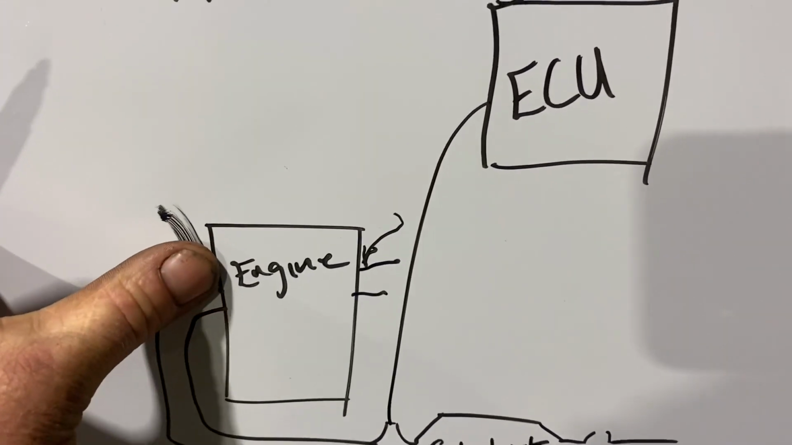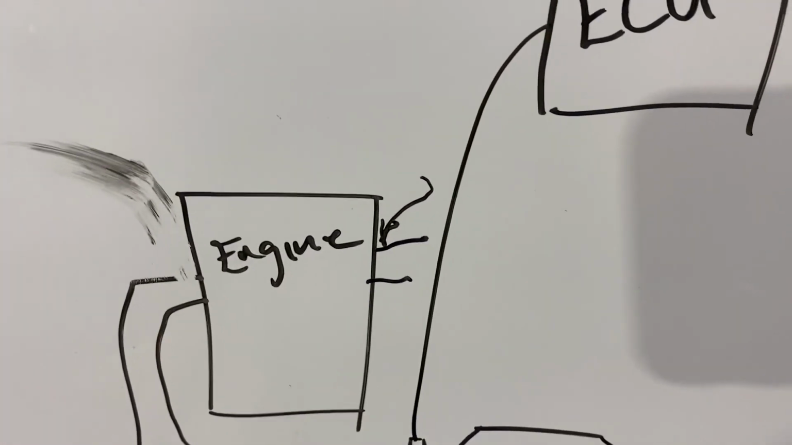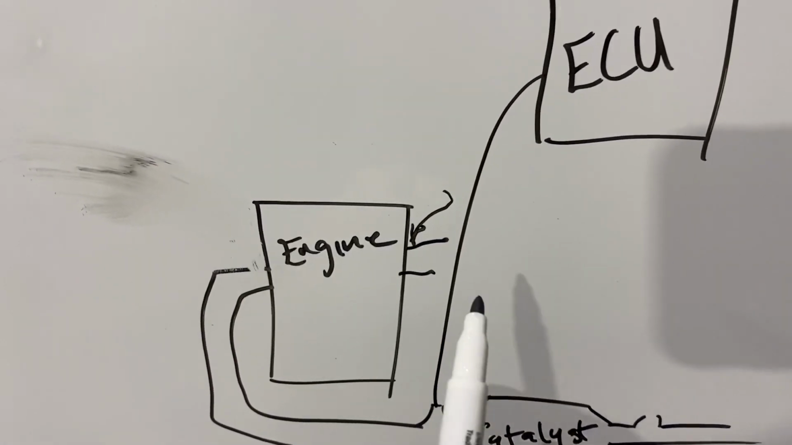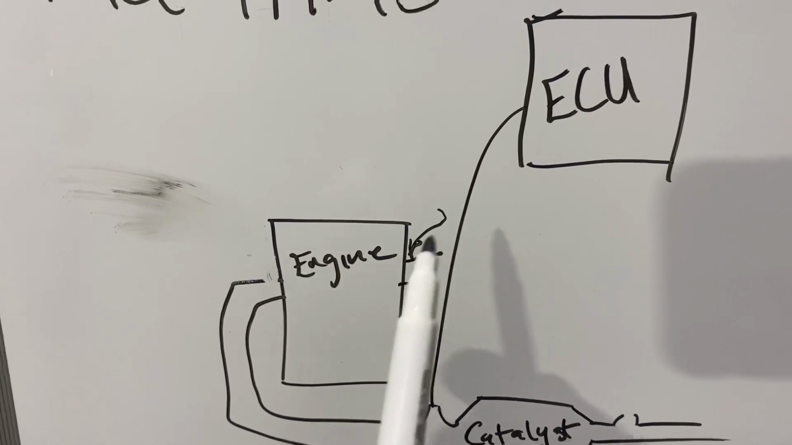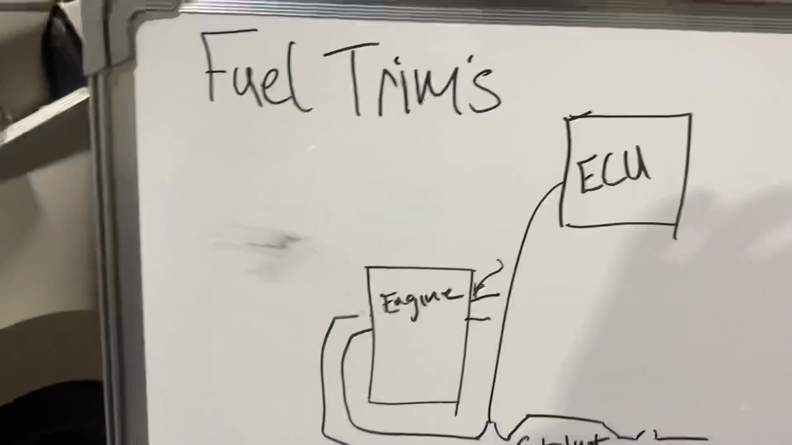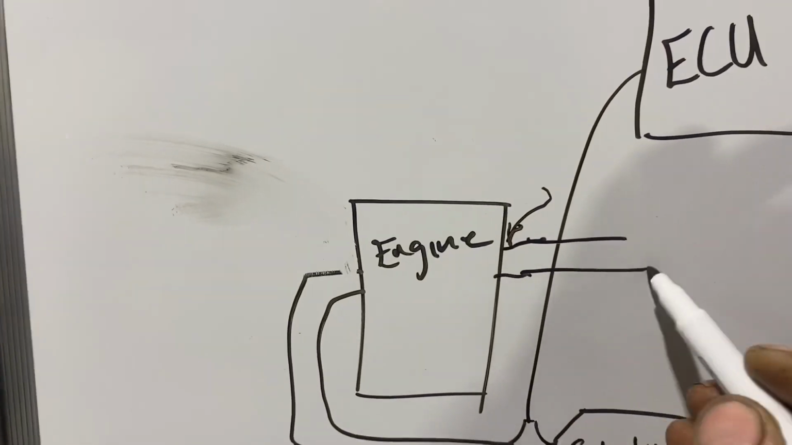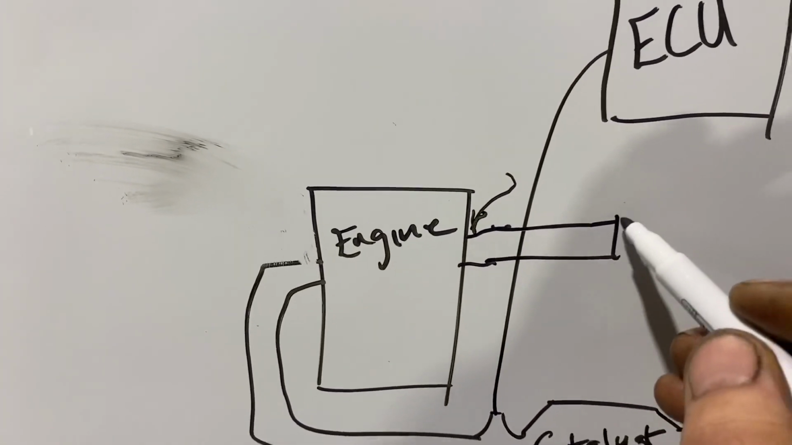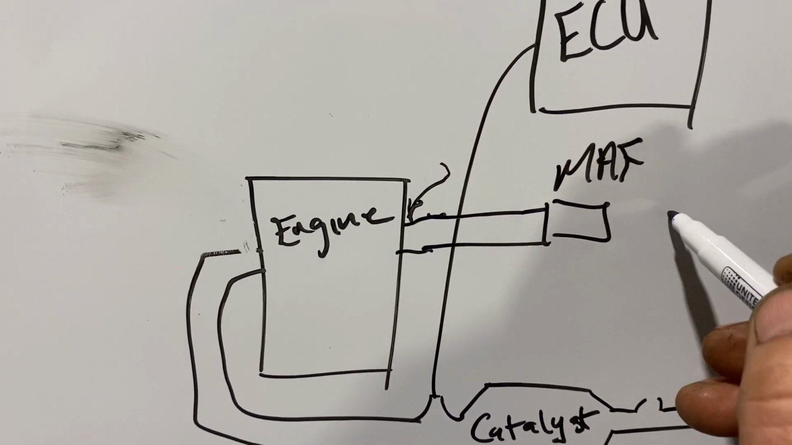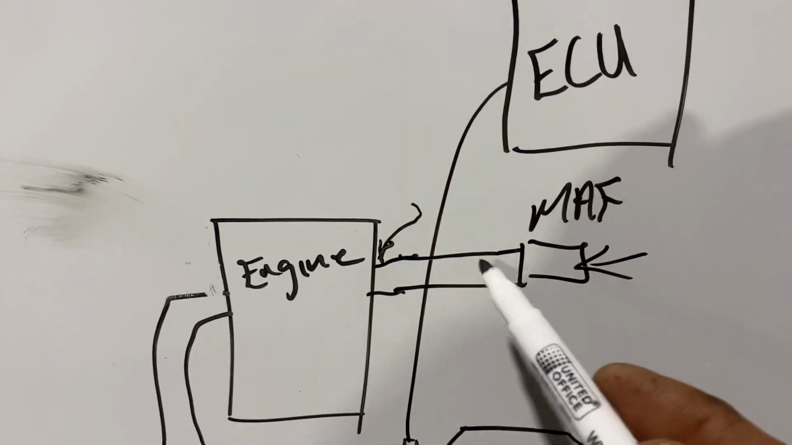Scrub that, lads. Here we have the leak. I'm making a mess in my board. Marker's still wet. Here we have the leak. So we have some unmonitored air getting in here. It's not being seen by the mass airflow meter, okay? It's not being seen going in here by the airflow meter.